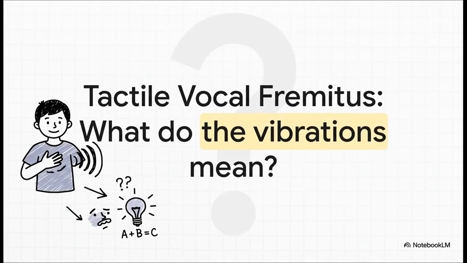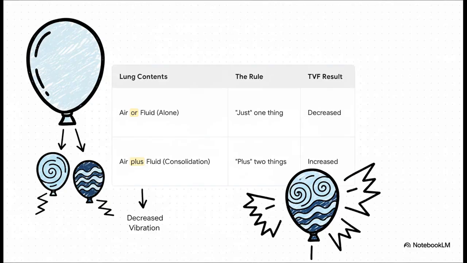Now, tactile vocal fremitus, or TVF, can be kind of confusing, right? You're feeling for vibrations as the patient talks, but what does it mean if they're stronger or weaker? It can feel a bit abstract. Well, don't worry. There's a fantastic analogy that makes it super clear. Just think of the lung as a balloon. If that balloon is filled with just one thing, like just air in asthma or just fluid in an effusion, the vibration is decreased. But if it's filled with air plus fluid, like in consolidation, the vibration is actually increased. Just remember, plus equals increased.